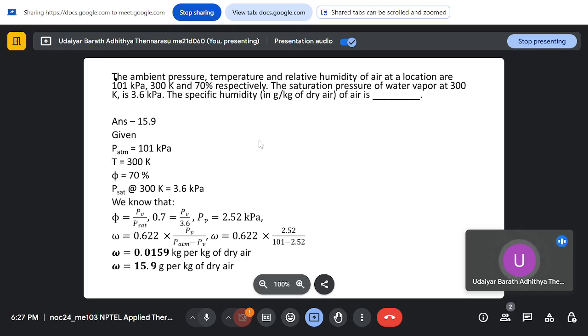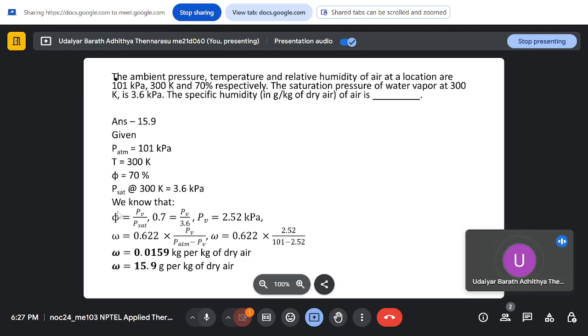So previously we got in kg per kg of dry air. So here we are converting it to grams. So your total pressure is 101 kilopascal, temperature is 300 Kelvin and relative humidity is 70%, and your saturation pressure corresponding to 300 Kelvin is 3.6 kilopascal.